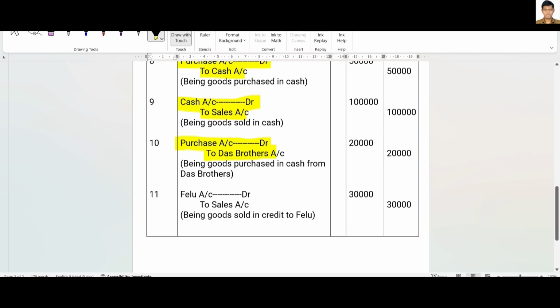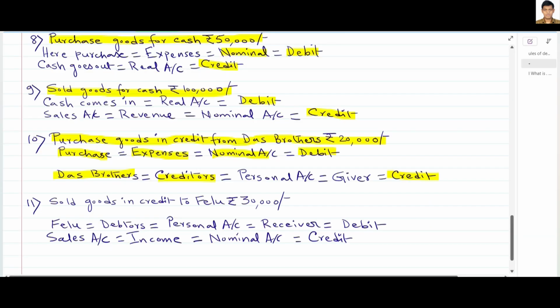And now come to the final journal entry: sold goods on credit to Felu rupees 30,000. Here we are selling goods on credit to Felu. That means we are selling goods to Felu, but Felu is not paying us right now. Maybe he will pay us after 15 days or 20 days. So he will be treated as our debtor. So here two accounts are involved. One is obviously sales and the other is debtors, that is the Felu account.